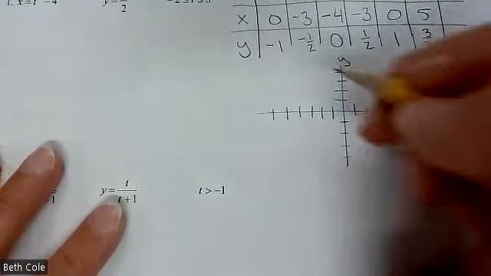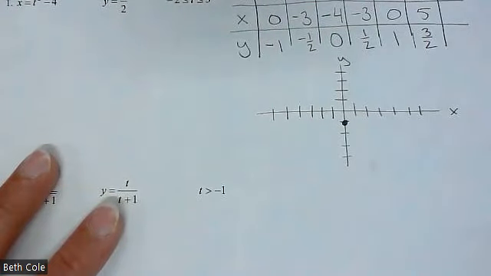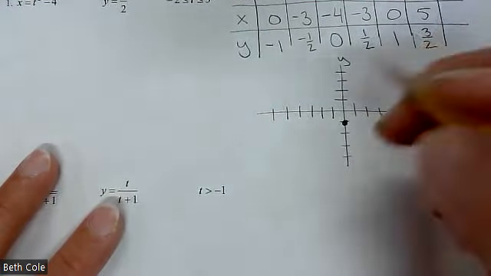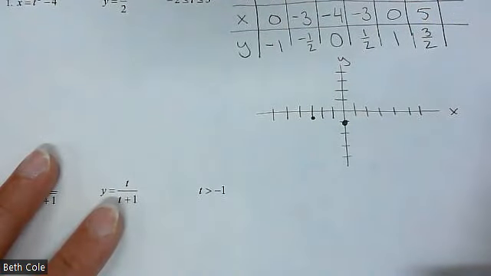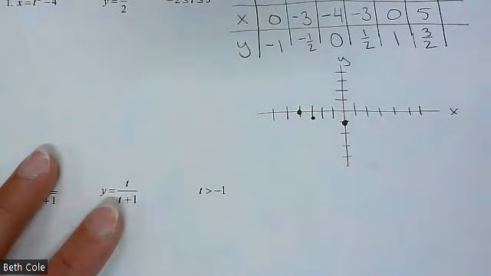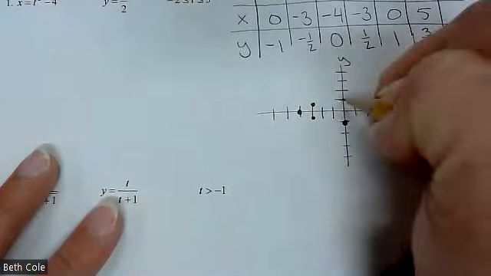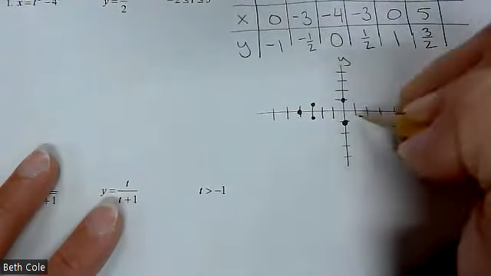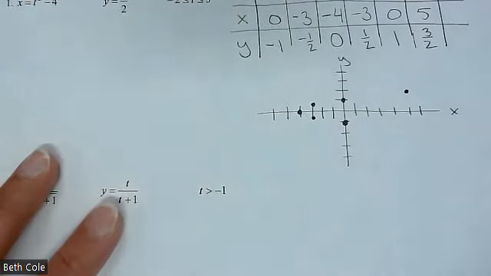Okay? So 0, -1, we're going to start right here. -3, -1/2. -4, 0. -3, +1/2. 0, 1. And then 5, 3/2, which would be 1.5.